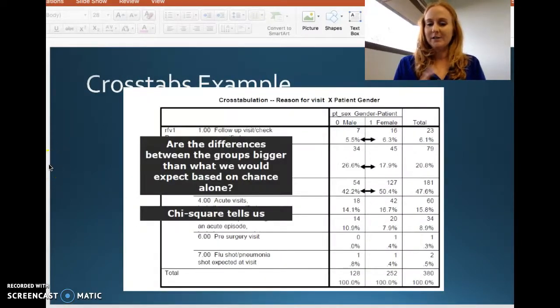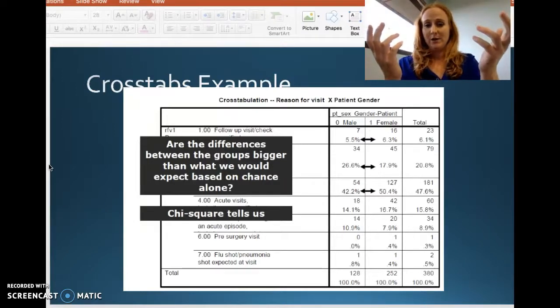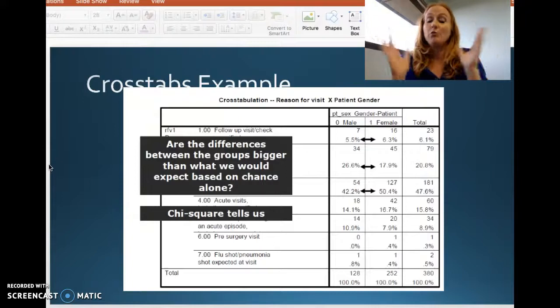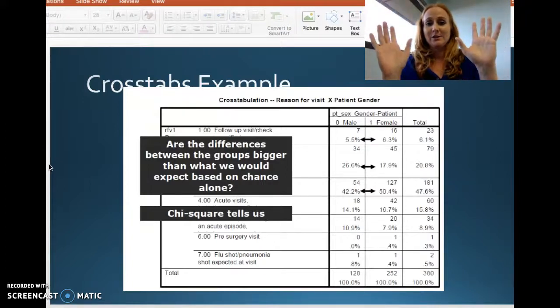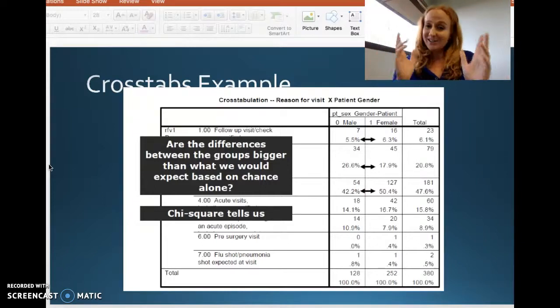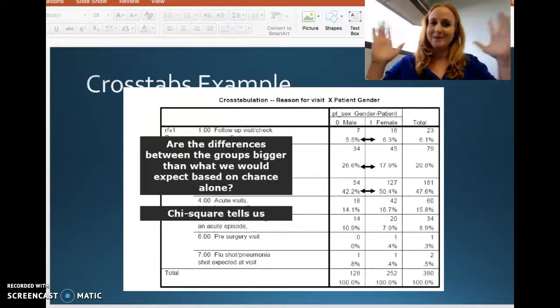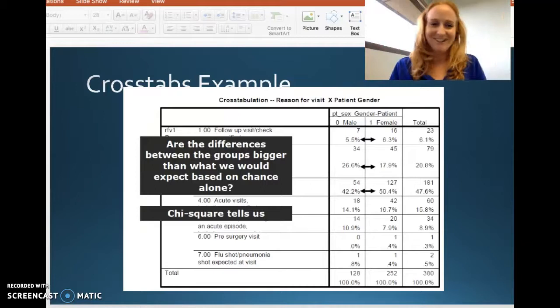Here's just some detail. We want to know, are the differences between the groups bigger than what we would expect based on chance alone? Is this just circumstance that the numbers landed this way, or is there really something going on here between knowing this about you and letting me predict that about you? Maybe they have nothing to do with each other, but we won't know unless we test it. That's why we do statistics. So we assume they don't have anything to do with each other until we're proven wrong. We go, actually, there is something to do with gender and going to the doctor. Okay? Or maybe there isn't. That's why we run the test. Welcome to science. It's okay to be wrong.